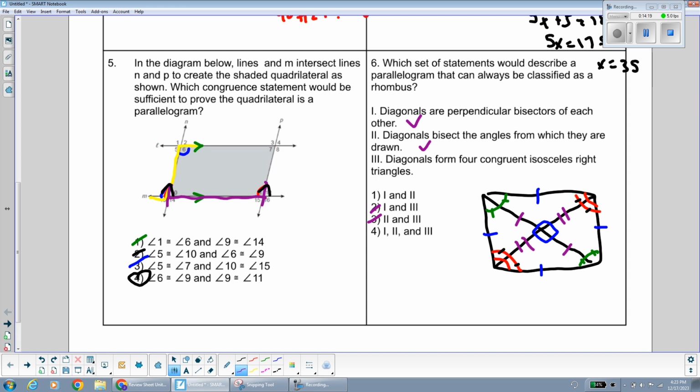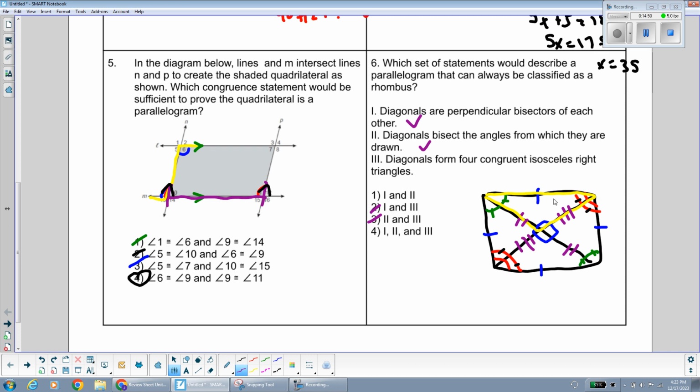And finally, number 3, diagonals form 4 congruent isosceles right triangles. Although they do form right triangles that are congruent to each other, these are not isosceles triangles. And maybe it was weird the way I marked it. I marked the equal sides first, and then I was marking that diagonals bisect each other. So these are being split in half, and these are being split in half. See that we don't have isosceles triangles.